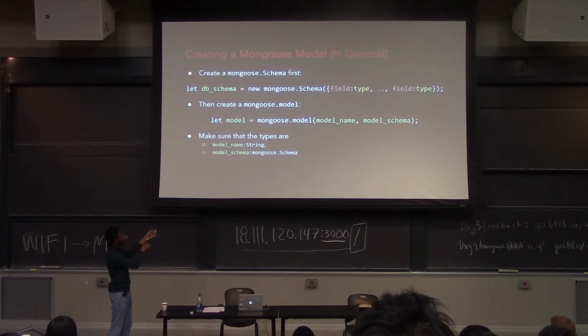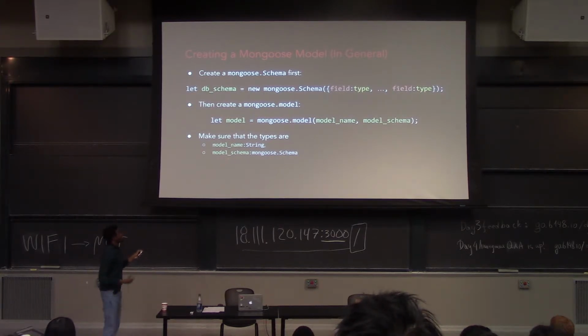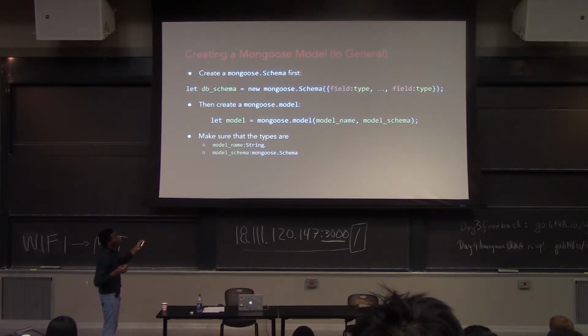And then for the model, remember your first argument is the model name, and then you have the model schema right here, model name, schema. And the model name has to be a string. The schema has to be of type Mongo schema. To create a Mongo schema, that's right here where you get that type, Mongo schema.